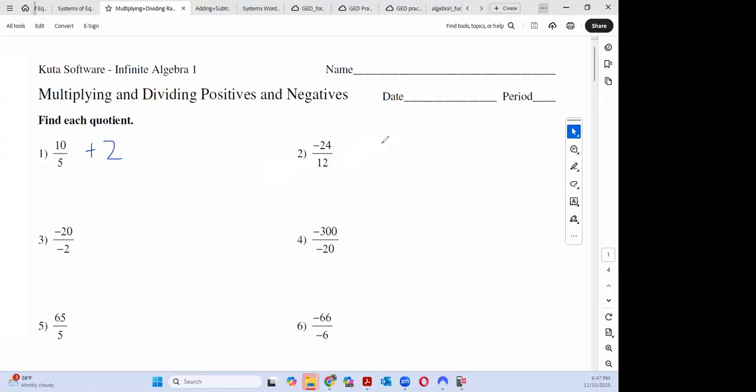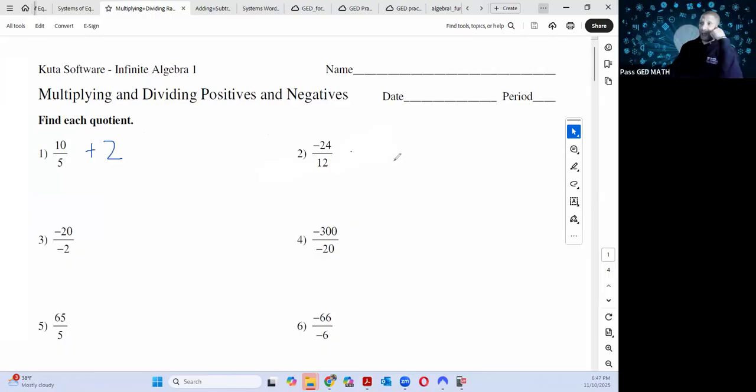Negative. Negative 24 divided by 12? Negative 2. You see what I'm doing? First of all, I'm identifying if it's positive or negative. Then I'm doing the calculation.